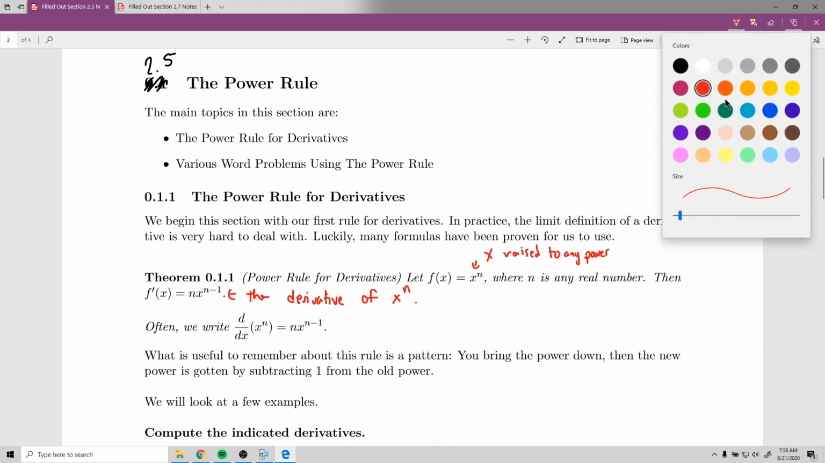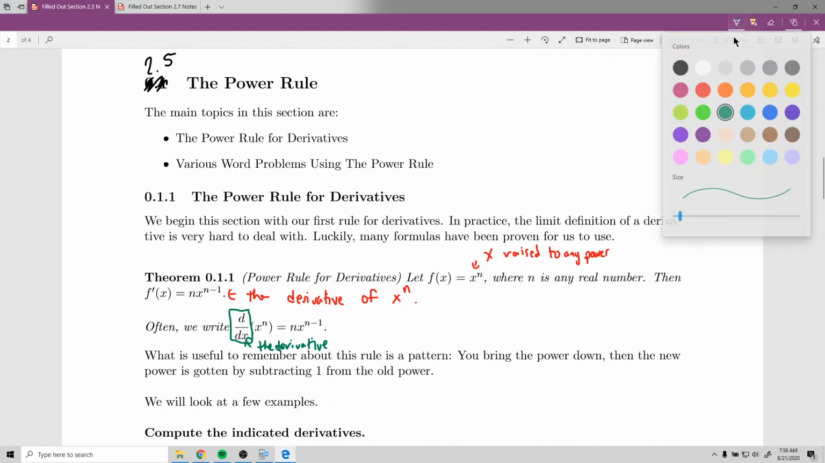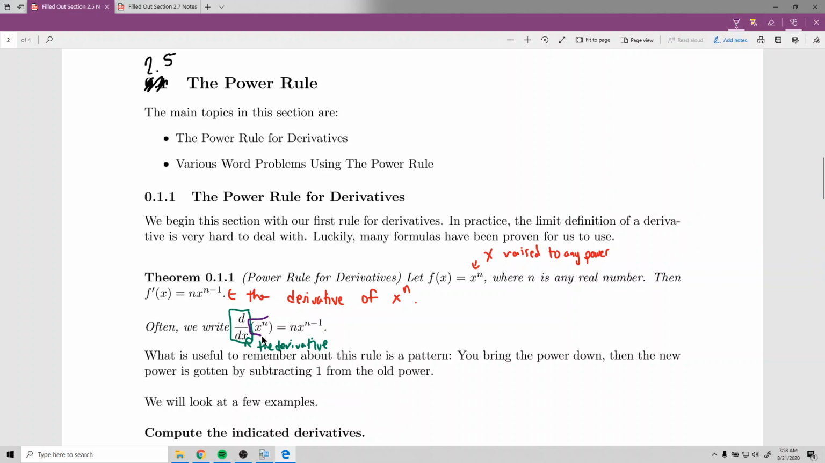And often, especially when we do some problems later on in chapter 3, we will write it like this. It's more helpful. So this says d over dx, which means do the derivative. That's the derivative of what's inside, x to the n power, equals n times x to the n minus 1. The prime, as we saw last section, or the d over dx, those are the two main ways that we do the derivative.